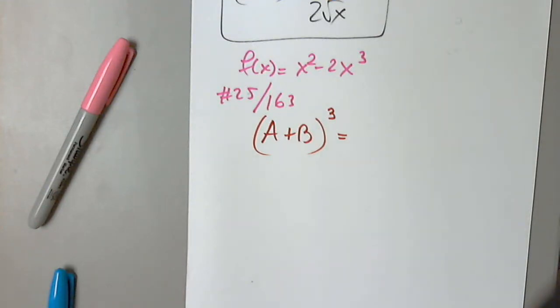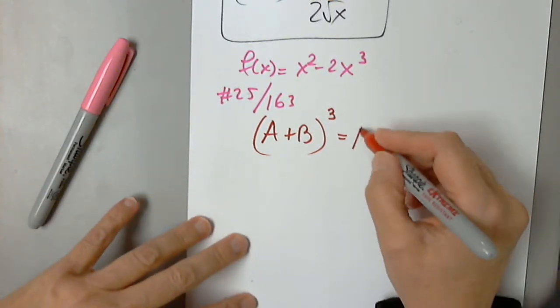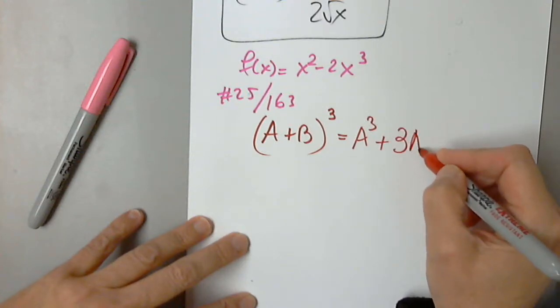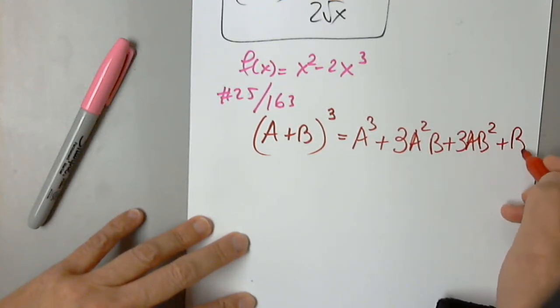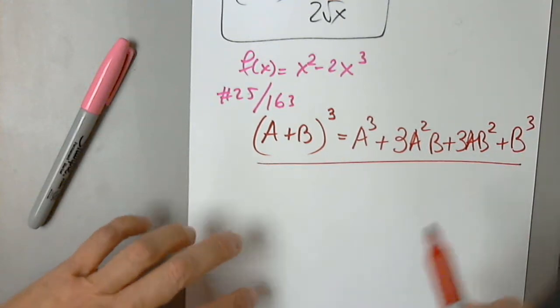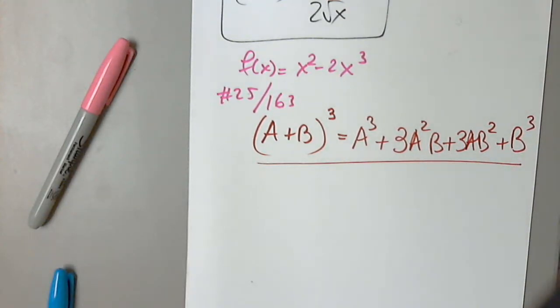This comes from either combinatorics or Pascal's triangle. And the formula is a cubed plus 3a squared b plus 3ab squared plus b cubed, so we can cut back on multiplication. Do you have to memorize it? No, but then you have to do it by brute force, right? Multiply 3 times. Okay, so keep that in mind.